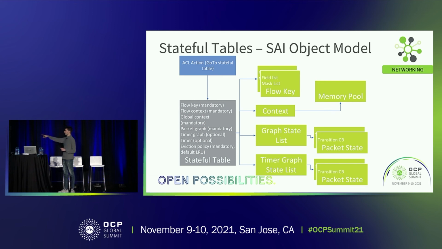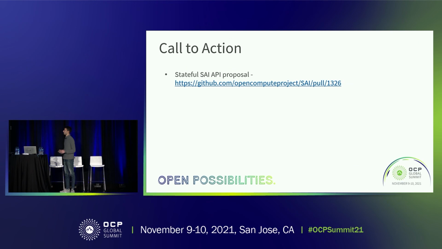Then the graph states and timer graph states. So we need somehow to define all of the state machine for every entry and be able to load those callbacks to be executed, so that this will allow for the stateful table to operate on its own without control plane intervention. So our call to action is very simple. Please join the review of the Stateful SAI API proposal.